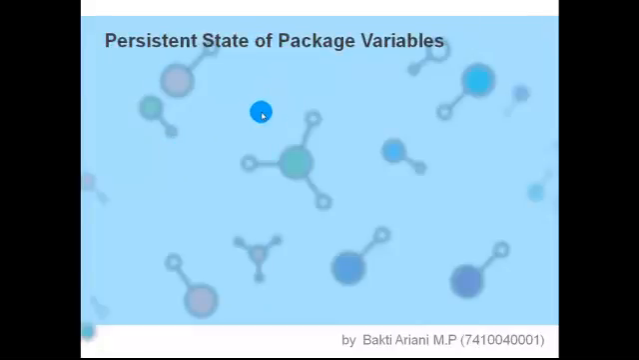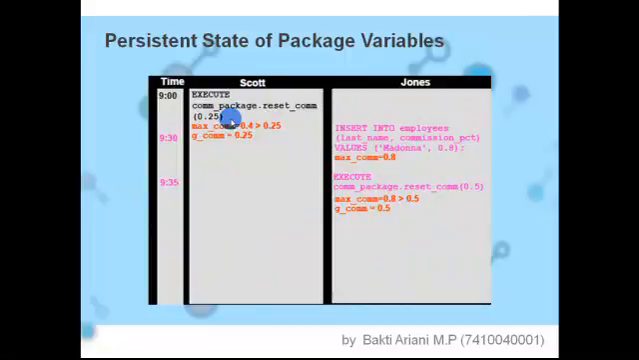Persistent state of package variables. There are two users, Scott and Jones. In Scott, execute comm_package.reset_comm, and then max_comm goes from 0.4 until 0.25. g_comm is 0.25. And then in Jones, insert into employees last_name, commission_pct, values Madonna and 0.8.